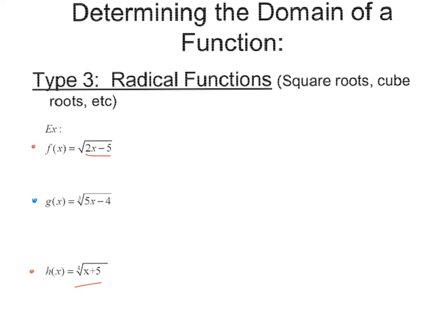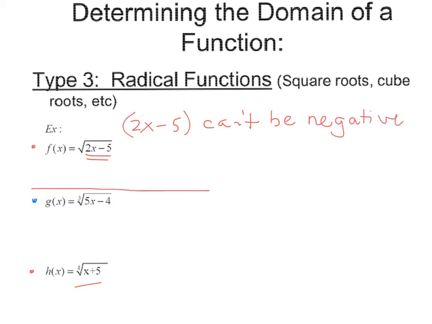Well, sometimes it's hard to say something can't be negative and do that mathematically. So instead, if this quantity right here can't be negative, then what it can be, sometimes it's easier to look at the other end of the spectrum. What it can be is positive or zero. So therefore 2x minus 5, whatever's inside, you set greater than or equal to 0 and you solve.